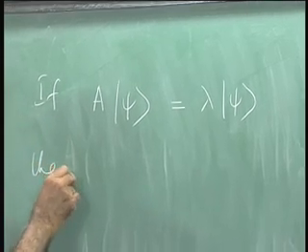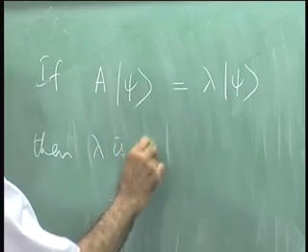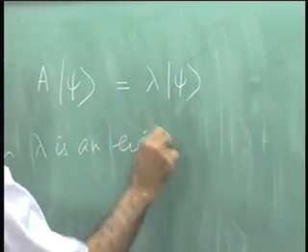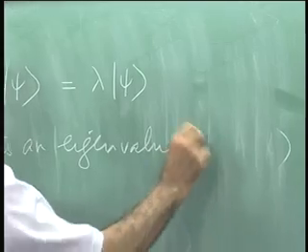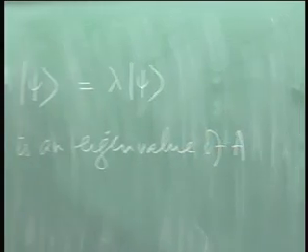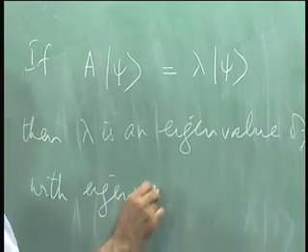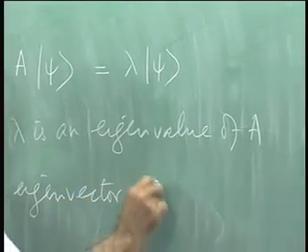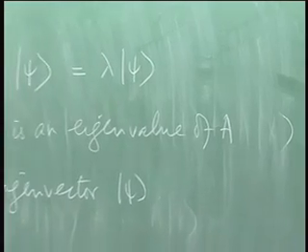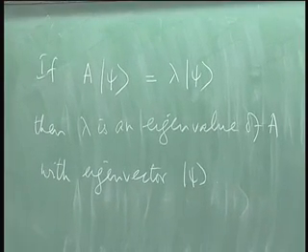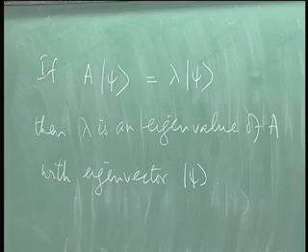then lambda is an eigenvalue of A with eigenvector psi. Okay. Of course a given operator in an abstract sense may have lots of eigenvalues.